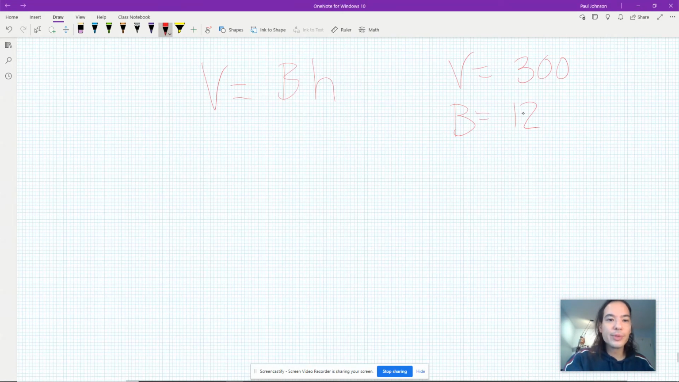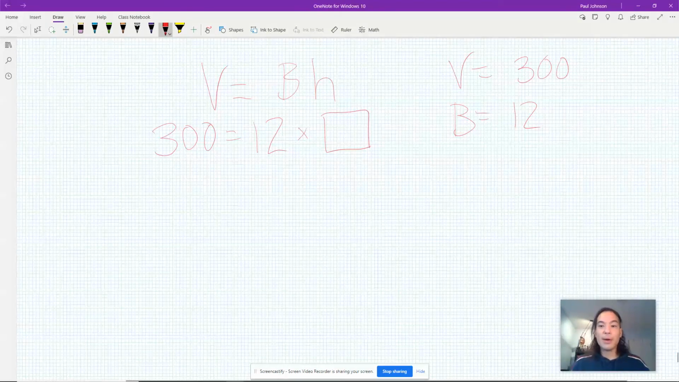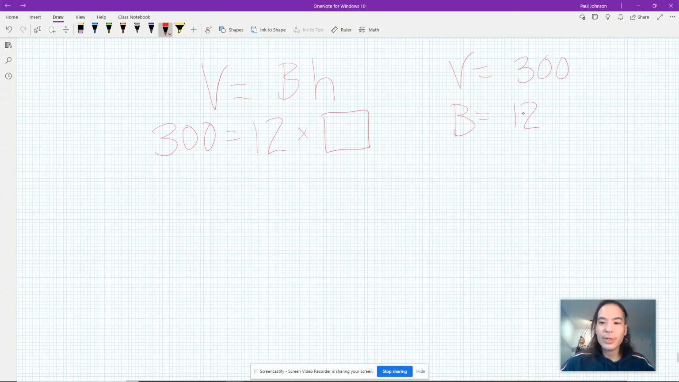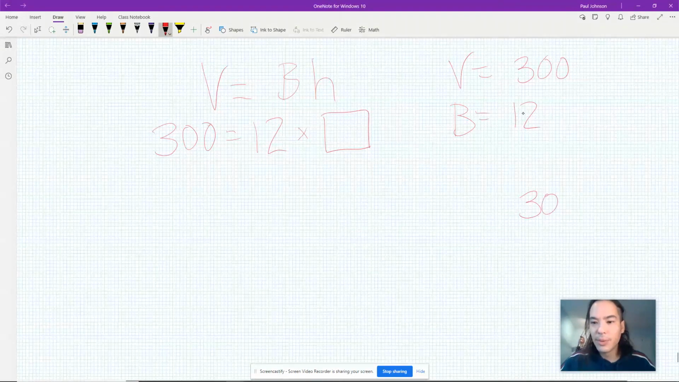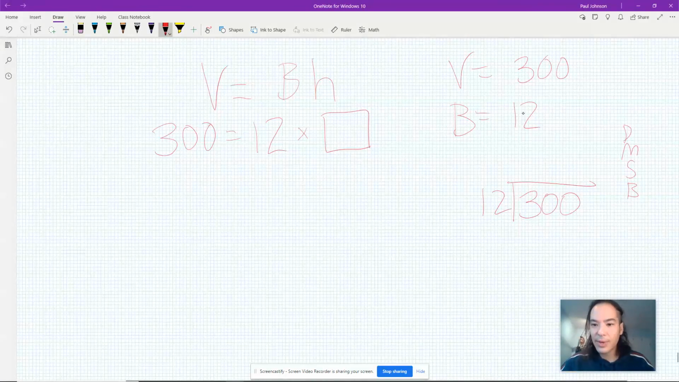So volume equals 300. My base equals 12. So as you can see, I replaced the V with 300, the B with 12, and then I'll replace the H with the box of I don't know, right? So now we have to figure out how many times 12 can go into 300. Once again, if you skip count, you can get to there. I'm going to divide because dividing is accurate for me.